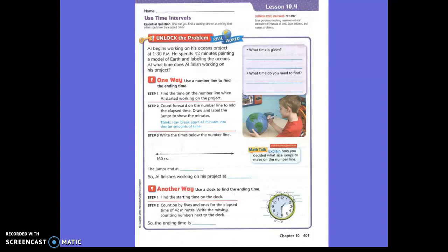All right, let's read the story problem. Al begins working on his oceans project at 1:30 p.m. He spends 42 minutes painting a model of Earth and labeling the oceans. At what time does Al finish working on his project? Okay, we'll find these answers, but let's answer the purple box question first.